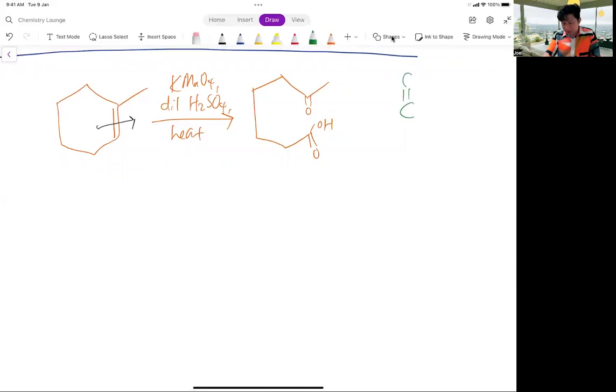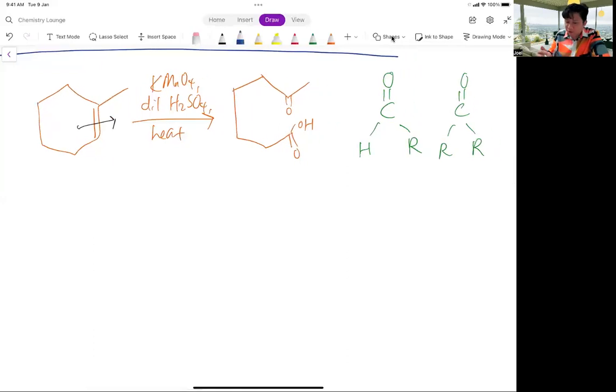So is this aldehyde or ketone? Is this aldehyde or ketone? The left and right, which one is aldehyde, which one is ketone? Which one can further oxidize? Left or right? Left. So this one is an aldehyde. This one is a ketone. Very clear. Okay, copy that now. But now we're going to do a more difficult compound to learn something.